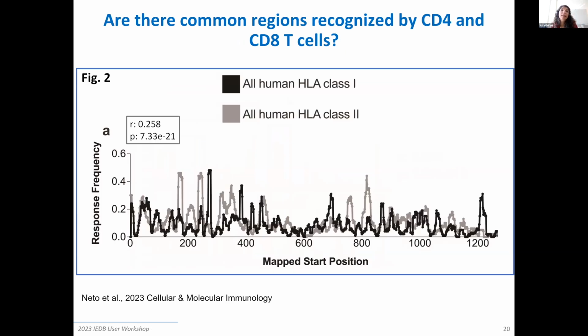A final point is, so far I've been talking about class 1 and class 2 like separate entities, but we were wondering, are those separate? Is it possible to find regions that are commonly recognized by class 1 and class 2? So our answer overall is yes, there is a good correlation, or significant, although once again it really depends on the region, suggesting that when you perform some specific analysis, you're going to be able to select specific regions that could be common between CD4 and CD8 T cell responses.